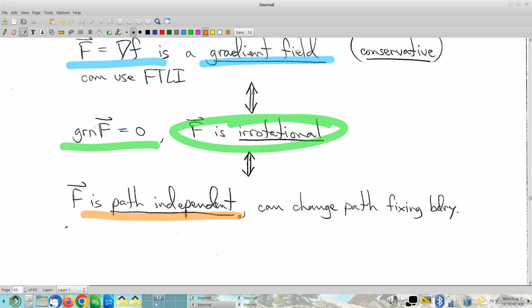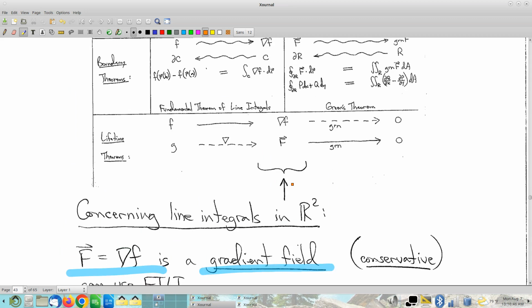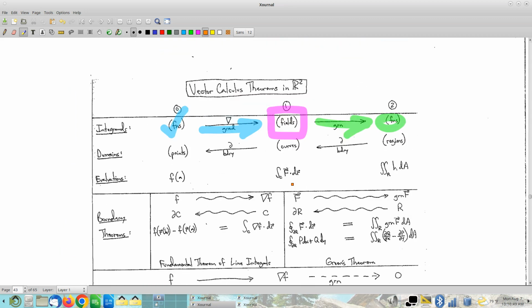And I want to talk about how path independence shows up on this diagram. So path independence shows up as follows. If you have two curves whose boundary points are the same, I'm not being rigorous or precise about this, but to me that's what I see in my mind when I see two curves with the same boundary points. That's just a convenient way to represent it on the diagram.